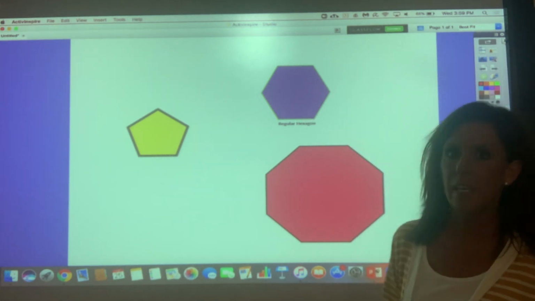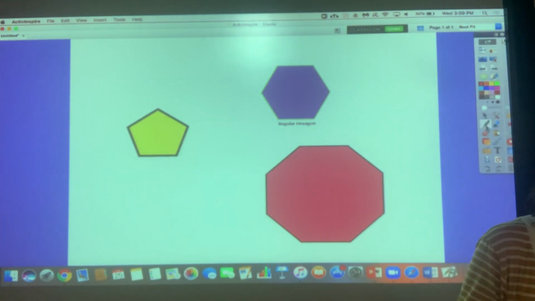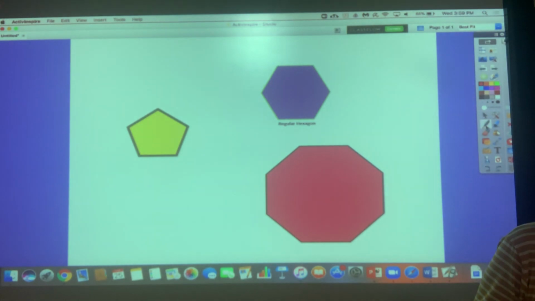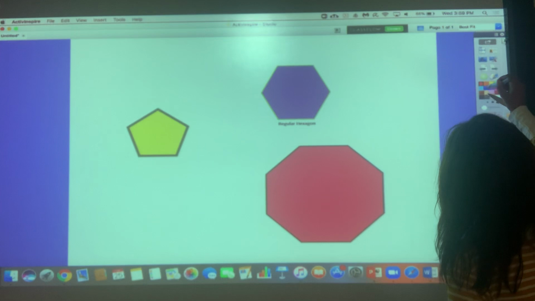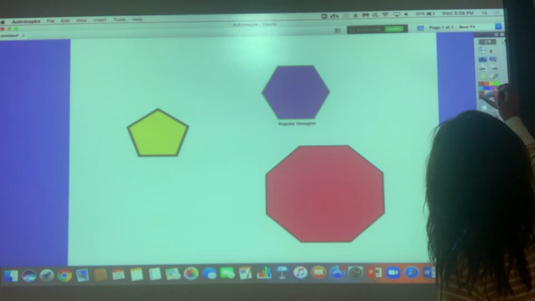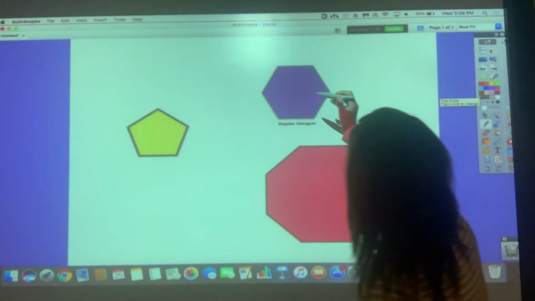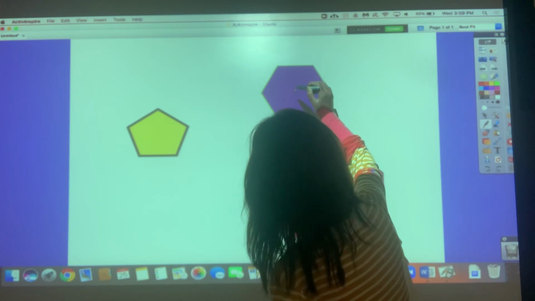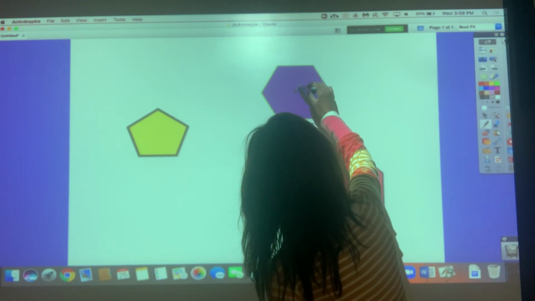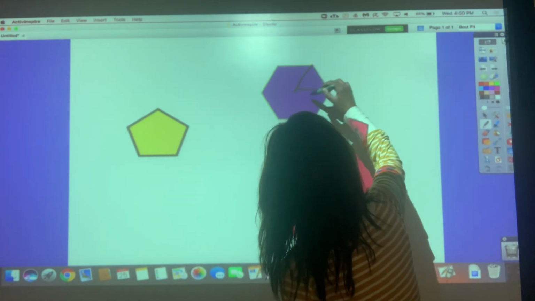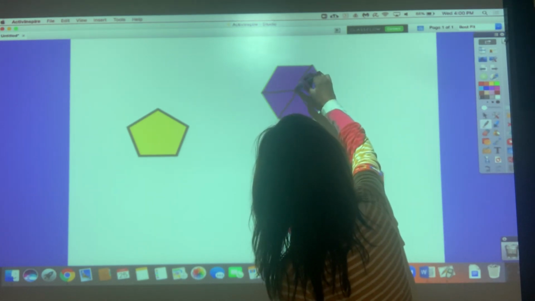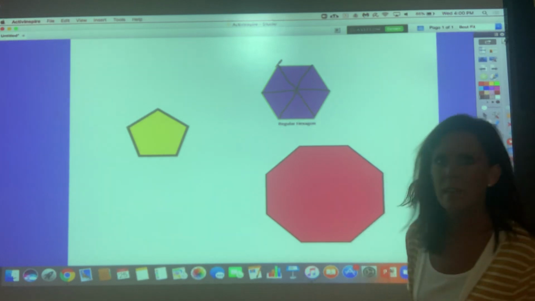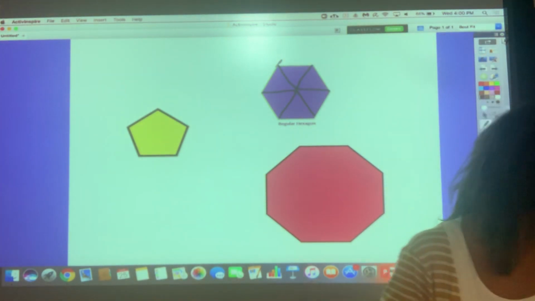Okay, so we're going to be looking at this shape up here. In this problem, we have a hexagon. And again, we already know that because it has 6 sides, it is going to be able to be split into 6 identical triangles. Okay, 6 identical triangles.